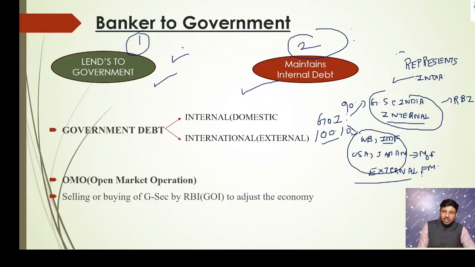Now coming to the third, RBI represents India. This is the third role as banker to the Government of India. Whenever some summit or representation is happening outside India, suppose some economic conference, a World Bank meeting or an IMF meeting, the entire India is represented by the Reserve Bank of India. It won't be represented by this bank or that bank, not like that. Entire India will be represented by the Reserve Bank of India.